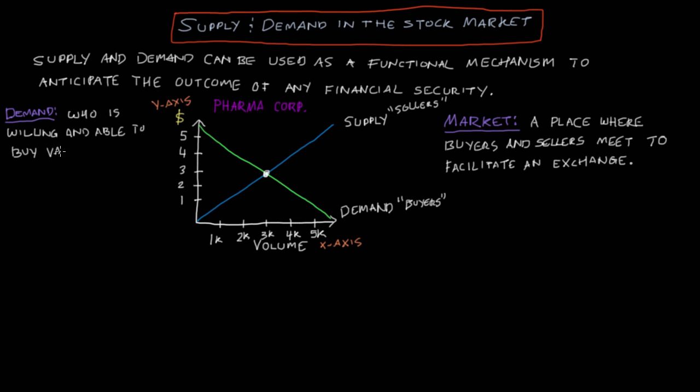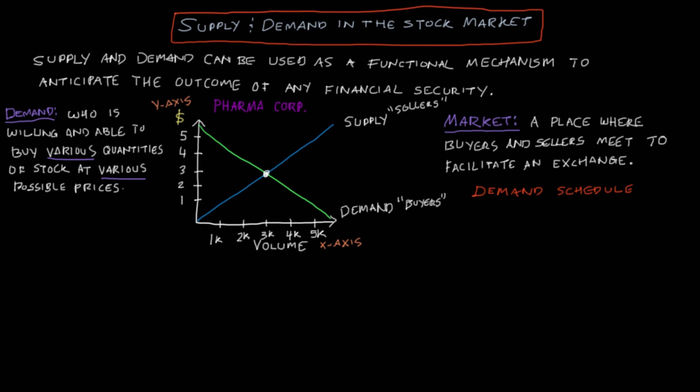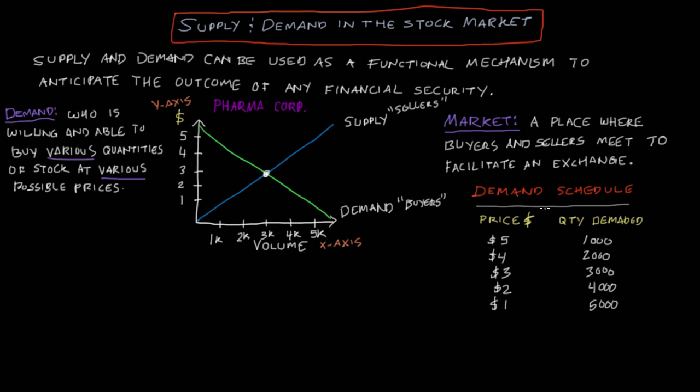And demand tells us who is willing and able to buy various quantities of stock at various possible prices. And we can display this visually on the graph by drawing what is called a demand schedule, or more commonly, a demand curve. The reason we call it a demand schedule is because we can list each point on the line in a table or schedule. Remember those days when we had to plot points on a graph using x and y coordinates during algebra class? Well, this is the same concept, except we're graphing stock prices and quantities demanded.